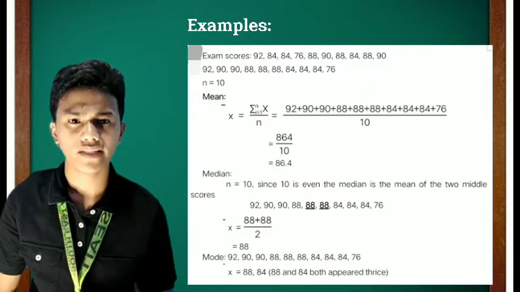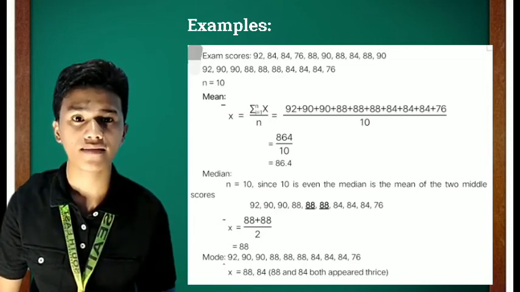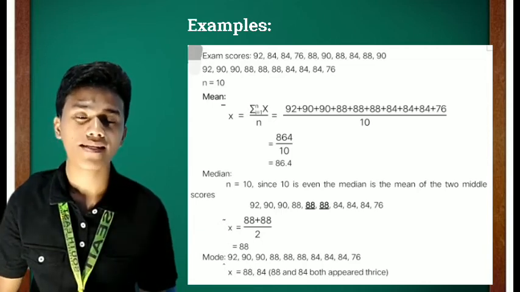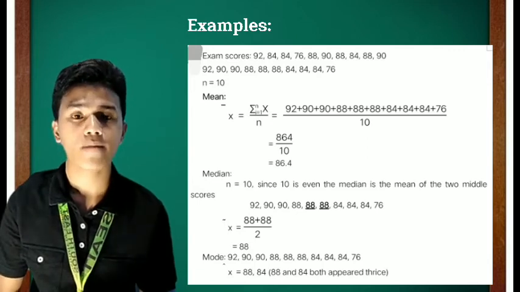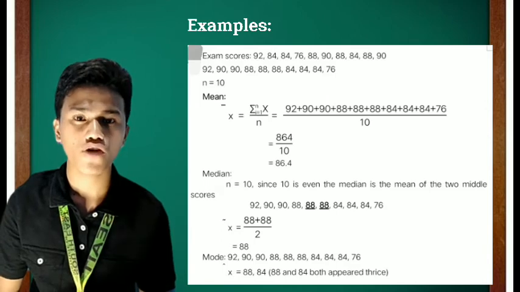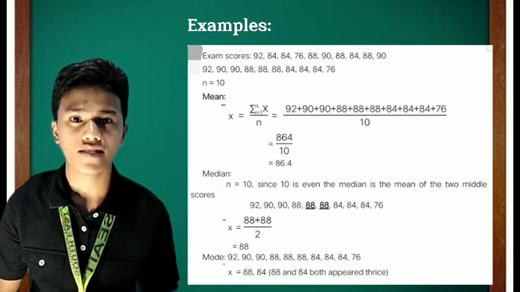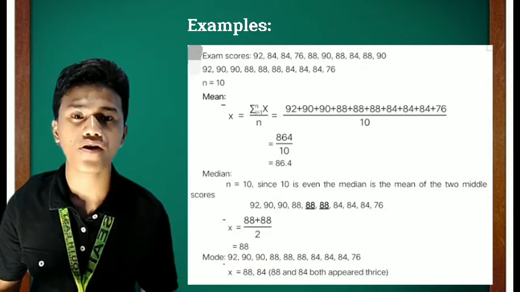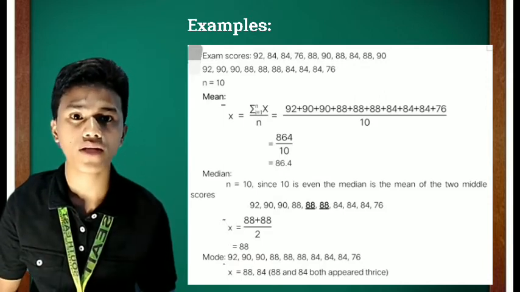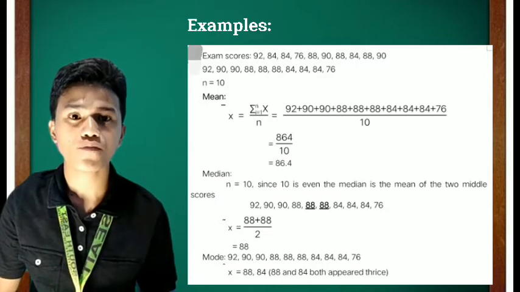To find the mean, you will first need to add up all the values in the data set. So 92 plus 90 plus 90 plus 88 plus 88 plus 88 plus 84 plus 84 plus 84 plus 76 is equal to 864, and divided by the total number of data, which is 10. So the mean is 86.4.